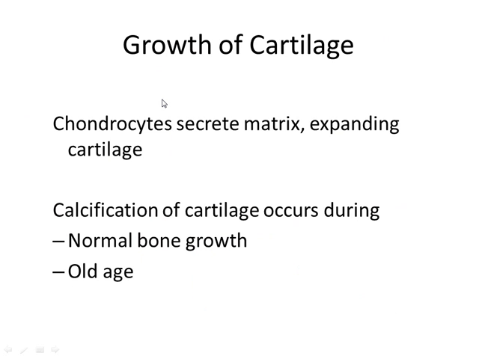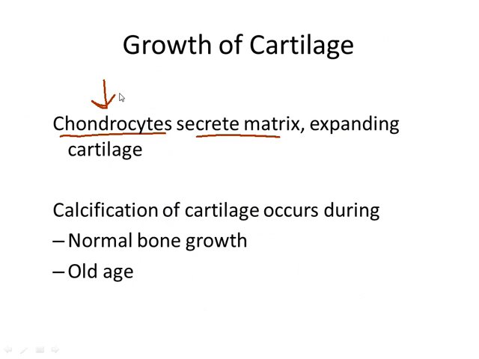Okay, how do we grow cartilage? How do we make cartilage? We use chondrocytes. Chondro means cartilage, cyte means cell. So these are your cartilage cells, and they secrete a matrix that becomes cartilage. All right? So these are the types of cartilage growing cells, your chondrocytes.